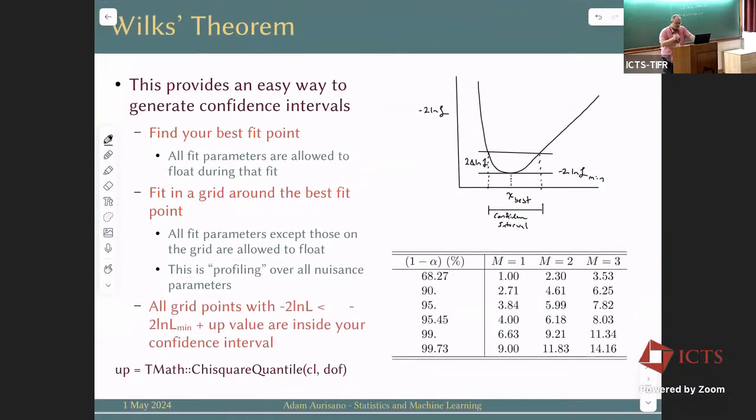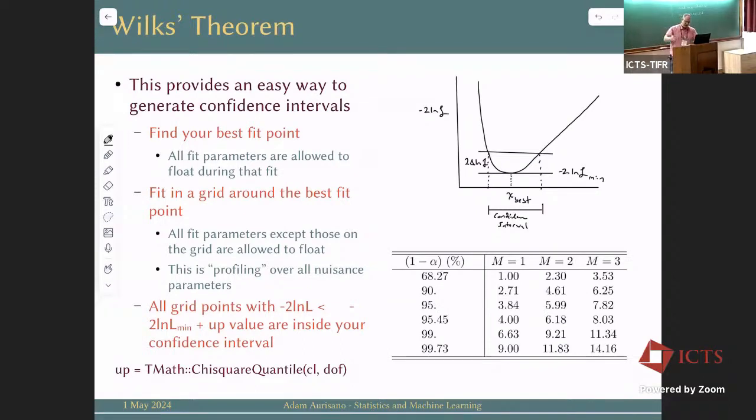Now, you don't even have to use the table. There's a function in ROOT which basically does this integral for you. If you call chi-squared quantile with the confidence level that you're targeting and then the number of degrees of freedom, it just tells you what that up value is. So in a lot of my macros, the confidence level contour that you want is just a free parameter that you give to your program, and it calculates what the right up value is internally.